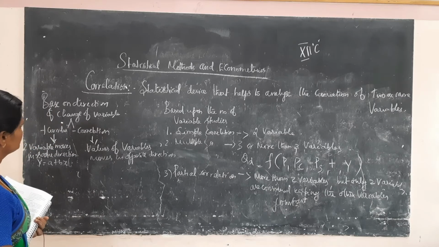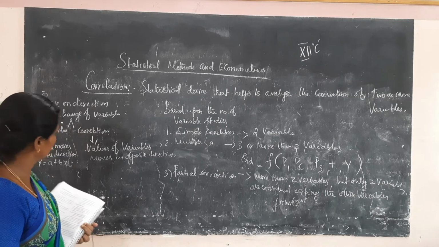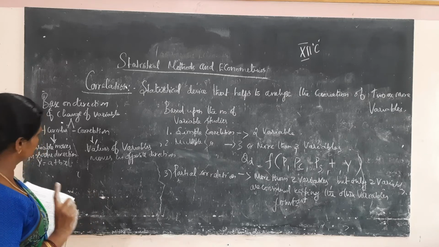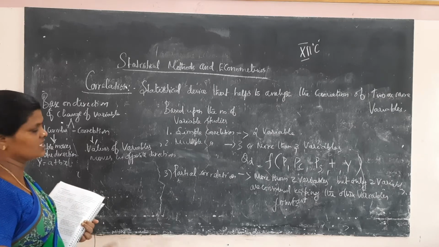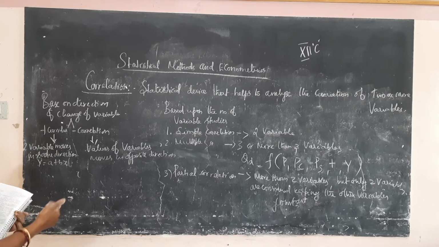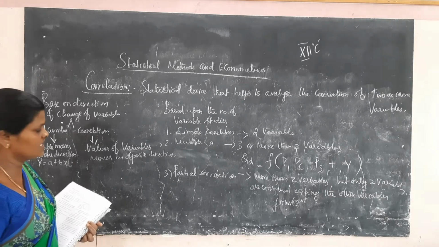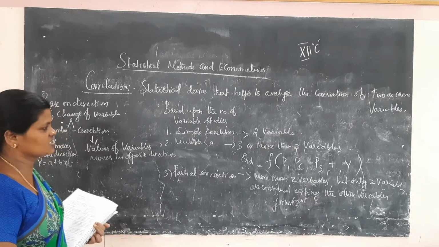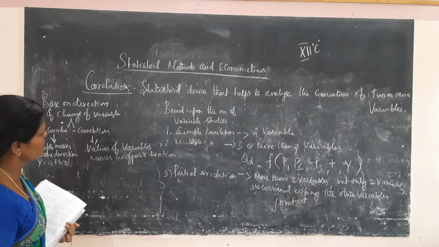First one is based on direction of change of the variables. In that it is divided into two: positive correlation and negative correlation. Positive correlation means two variables move in the same direction. If the values of the variables move in opposite direction, it is negative correlation.